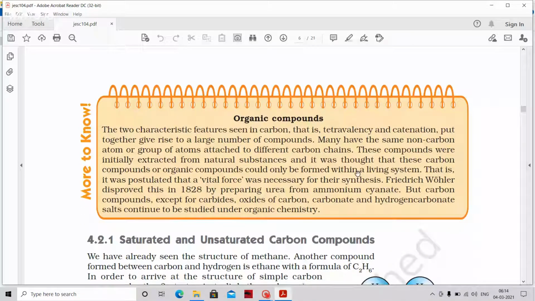As I told, organic chemistry deals with organic compounds, which mainly contain carbon. Tetravalency and catenation put together give rise to a large number of compounds for carbon. Many have the same non-carbon atom or some group of atoms, like oxygen, nitrogen, attached to different carbon chains.